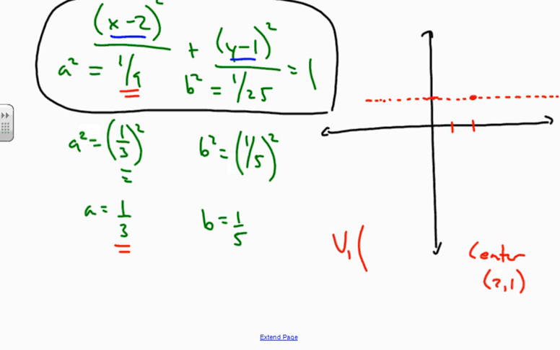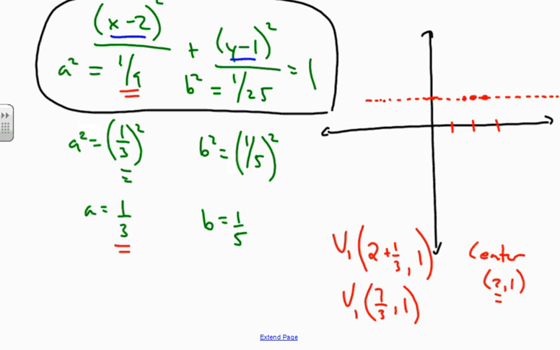So to help us with this, we're going to find our vertices, and we're going to take our center and move it 1/3 units to the right and left. So we're actually going to be adding something to the x value of our center. So it's going to be 2 plus 1/3, and the y value is going to stay the same, and that's going to be one of our vertices, which is going to be right here, about 1/3 unit away, right there. And if you want, we could rewrite this as 7/3, 1. That's vertex 1.